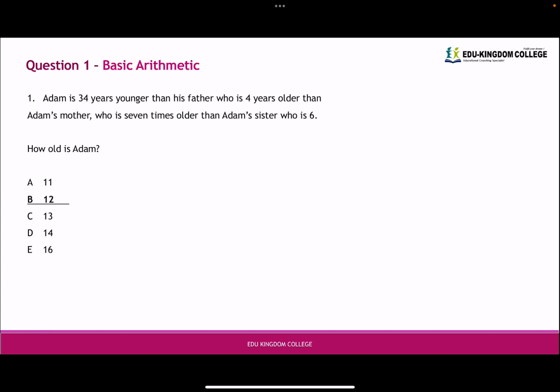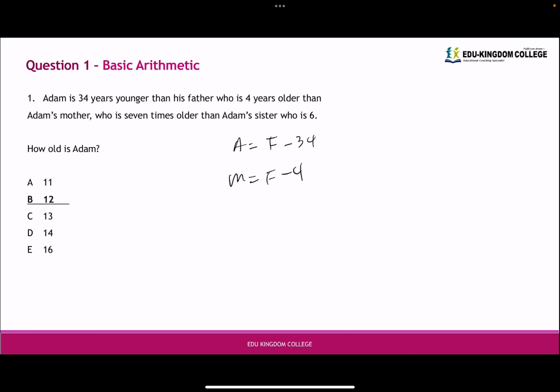Now, question 1. We'll get into the solutions now. So Adam is 34 years younger than his father. So F minus 34. So that's Adam. His father is 4 years older than his mother. So M equals F minus 4.